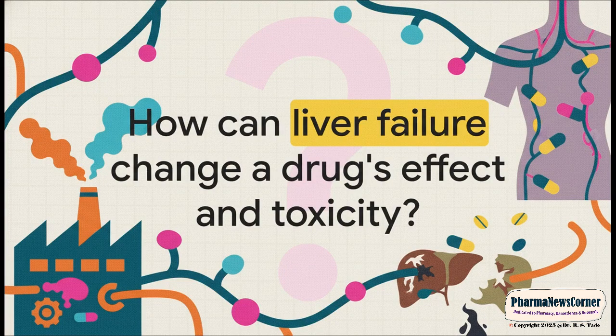So let's end with a clinical thought experiment. We know the liver is the factory that makes most of our plasma proteins, like albumin. So, if you have a patient with liver failure and their protein factory is shut down, what do you think is going to happen to the effect of one of those highly protein-bound drugs? Understanding distribution gives you the answer.